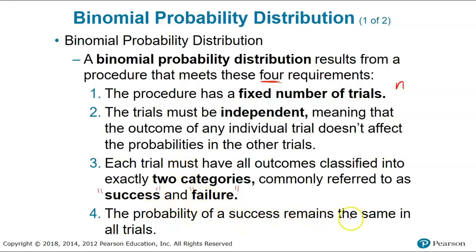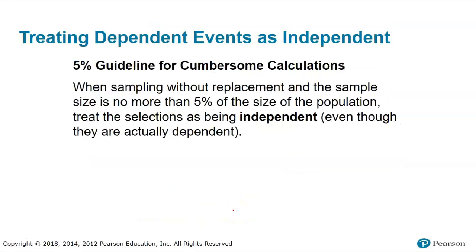The probability of success remains the same in all trials. If you've checked off that it's independent, then your probability should not be changing, because if you remember, the only time our probabilities really change is when we have a dependent situation. And like I mentioned, you can implement this 5% guide for cumbersome calculations. If you're working without replacement, but the sample size is no more than 5% of the size of the population, then you are able to treat it as independent, even though it's actually a dependent situation.